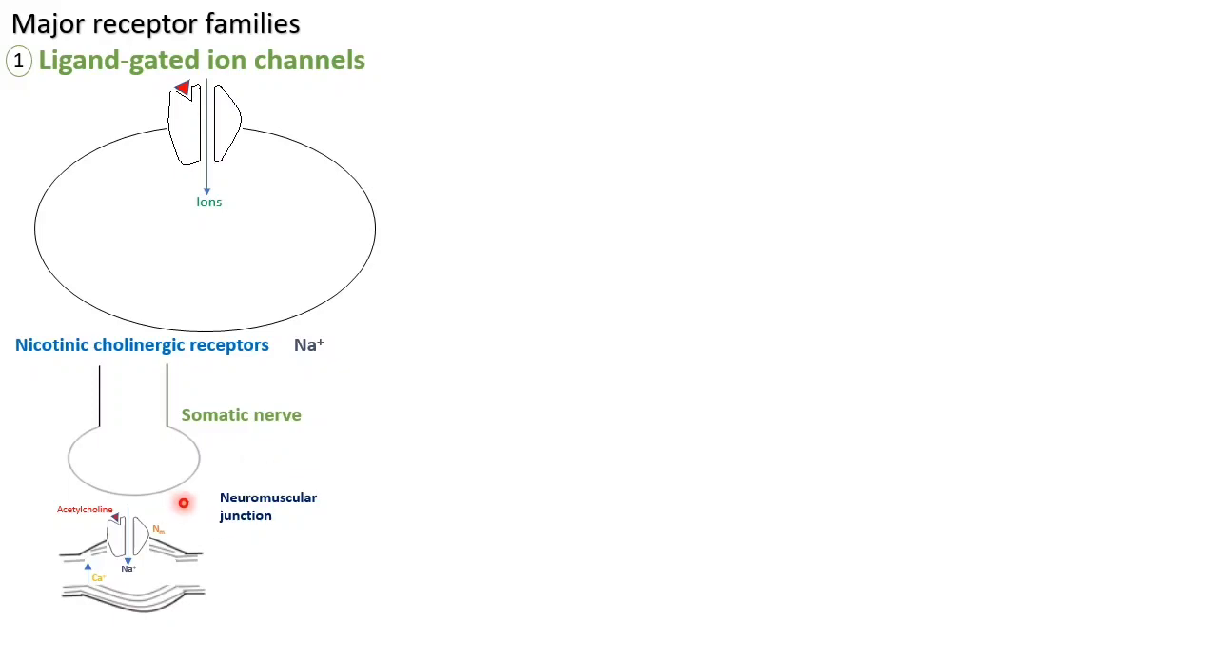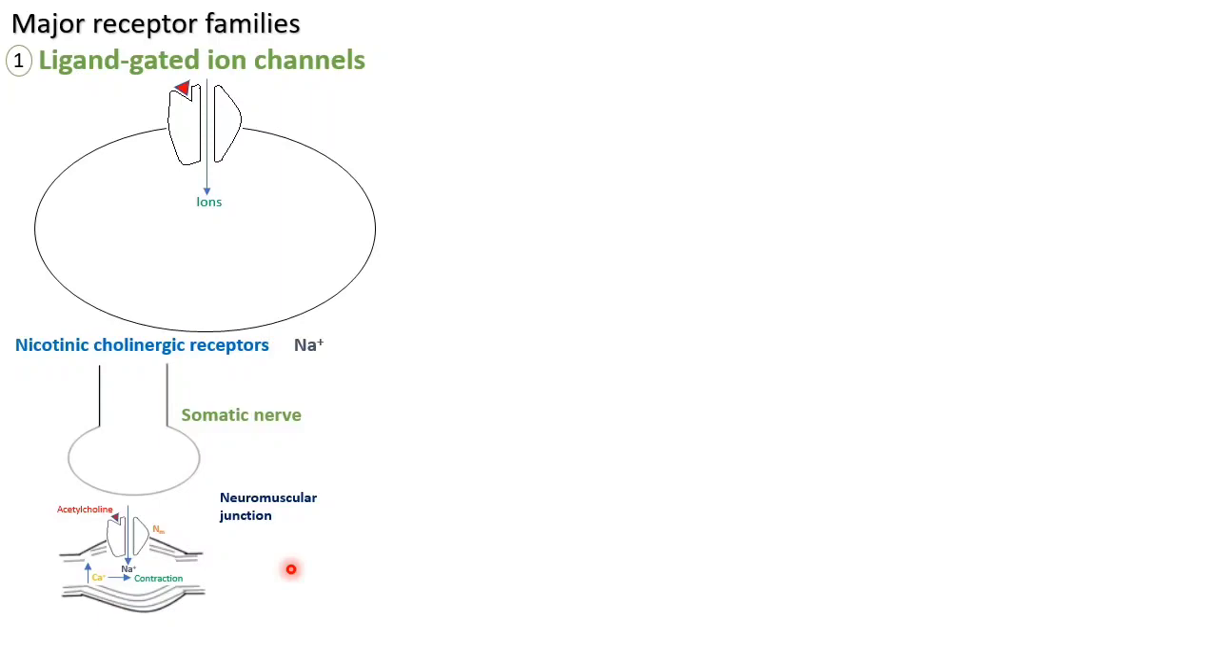So it opens and sodium moves according to its concentration gradient from outside the cell to inside the cell, causing depolarization, and so increasing the calcium level in the skeletal muscle. And what does calcium do? Yes, it causes contraction of the skeletal muscle. So the action of acetylcholine on the NM receptor at the neuromuscular junction causes contraction of skeletal muscles. Okay, and this is an important example of a ligand-gated ion channel receptor.